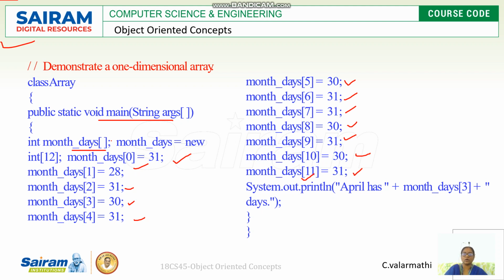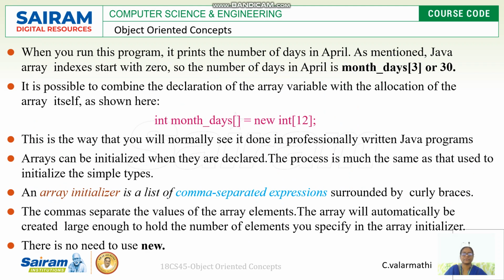And finally, what I can display is April. April is nothing but the 4th month. So 4th month in the sense 0, 1, 2, 3. So it refers to month days of 3. Right? So this is what is given as the output here, month days of 3. So April has how many days? 30 days will be printed. Right. So this is one example.